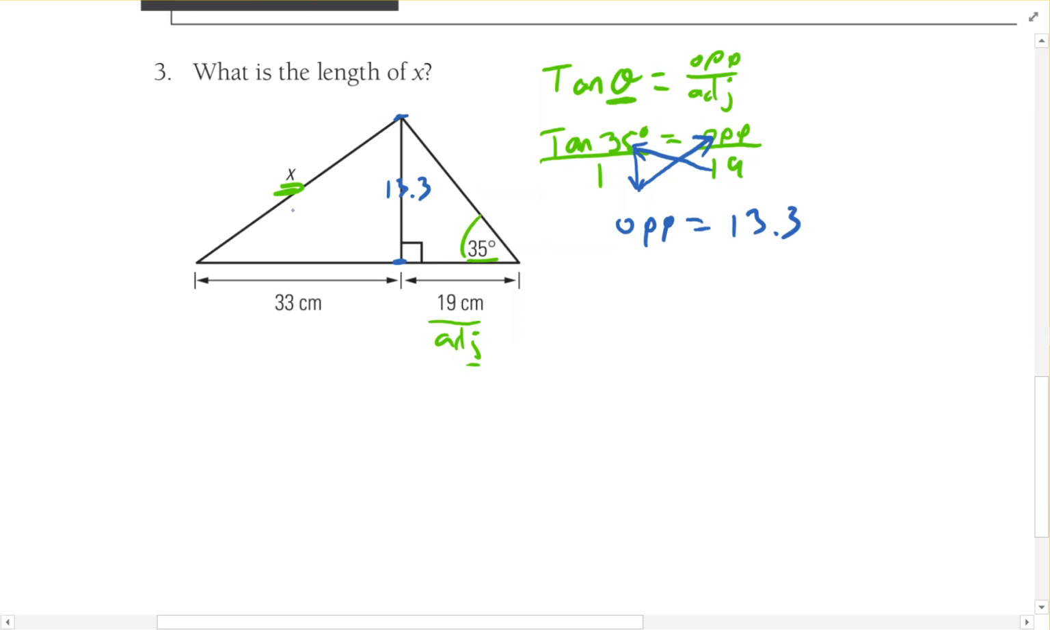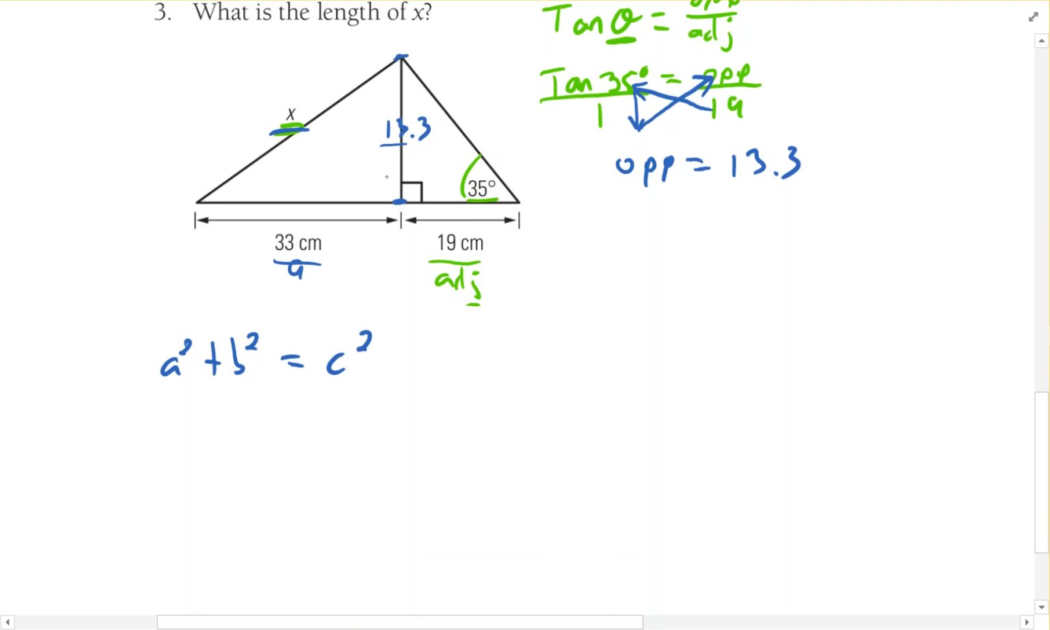Now, this is just a Pythagorean theorem problem. We've got two of the sides. We need to find the hypotenuse. Well, a squared plus b squared is equal to c squared. So we have a and we have b. You could call those either one, right? You could switch a and b. Doesn't matter. But anyway, so let's write down. So we got 33 squared plus 13 squared is equal to c squared.